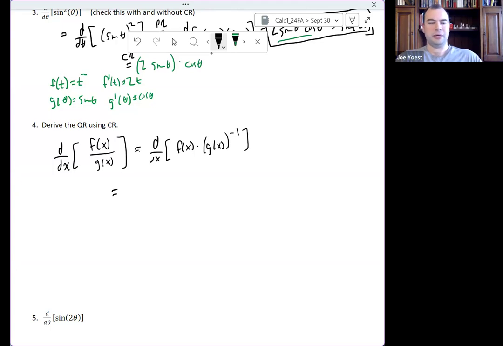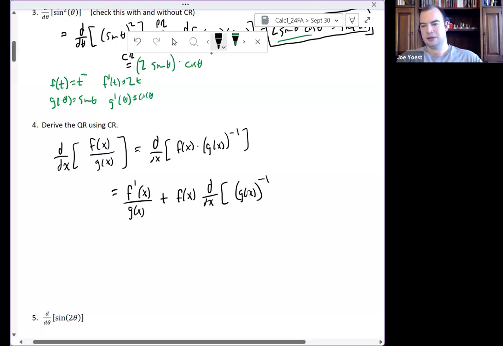And then what do I want to do? Well, my product rule says take the same product twice, add it together, differentiate one factor in the one term and the other factor in the other term. So I have an f prime of x times g of x to the minus 1, or that's just an 1 over g of x, plus f of x d by dx of g of x to the minus 1. Get my parentheses all straight here.